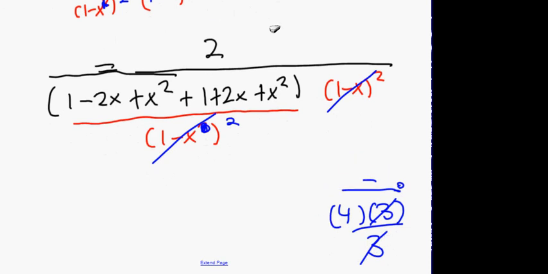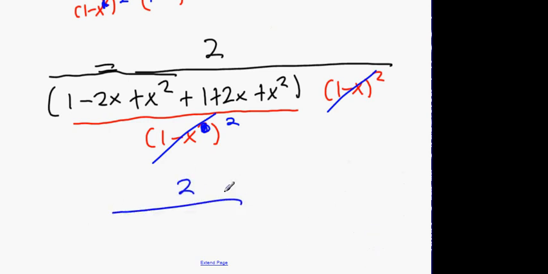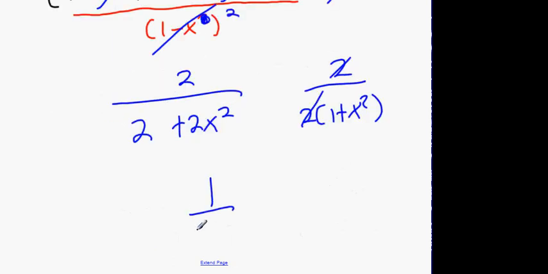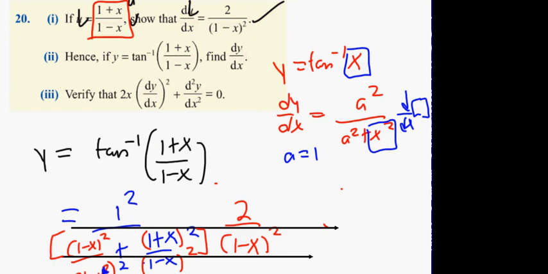Now that that's done, what you're going to have next is 2 divided by... we're going to have 1 plus 1, which is 2, and 2 of them cancel. And then we're going to have 2x squared. Now we can factorise out 2, 2 into 1 plus x squared. The 2's cancel, and we're going to have 1 over 1 plus x squared. That's the first derivative.